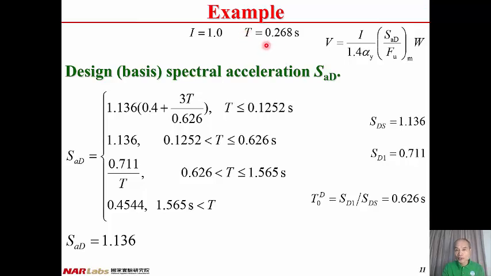And the structural vibration period here lies between 0.2 T0D to T0D, that is 0.1252 seconds to 0.626 seconds. Therefore, SAD is constant, equal to 1.136. So far, we have the importance factor of the building I equal to 1.0 here, and SAD equal to 1.136.